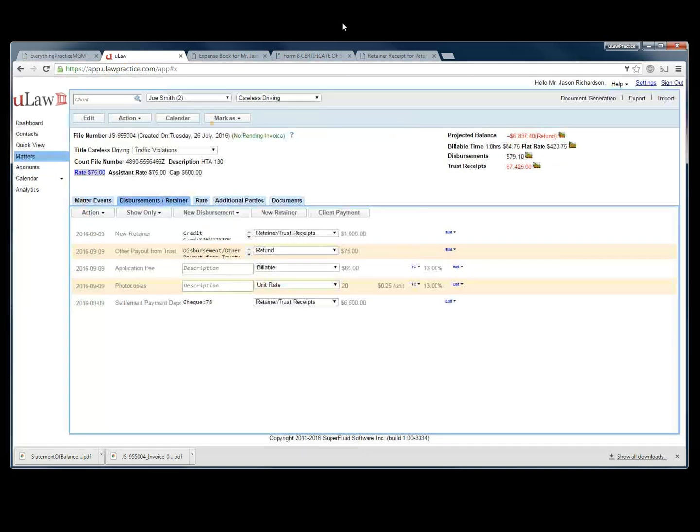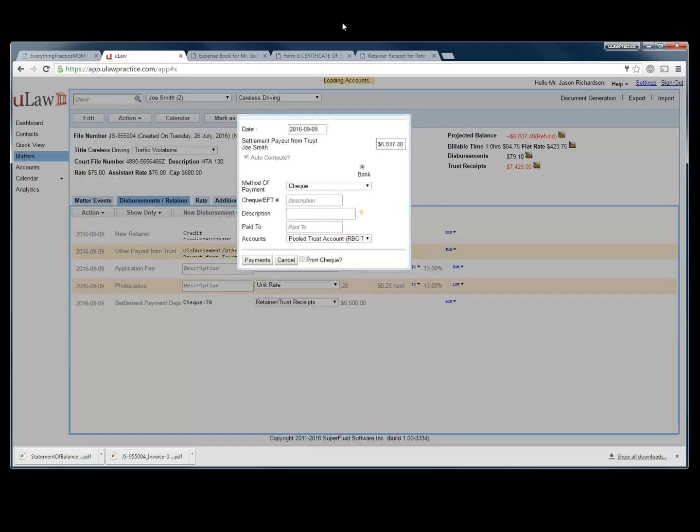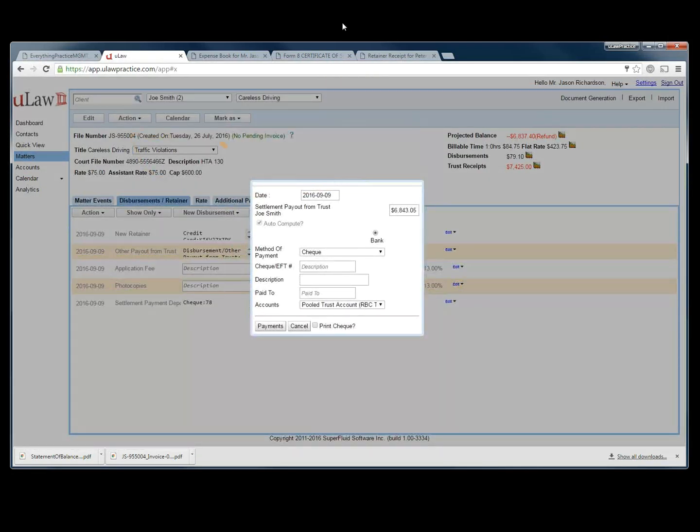Similarly, when money is leaving the trust account, it's the same thing. For example, let's say you have a settlement payout, and this time you are sending it to Peter, to Joe. You want to make sure you don't write an arbitrary check. You don't write a check for $90,000 when there's only $6,843.05 in trust. So clearly, making sure that you prevent trust violations is very important.